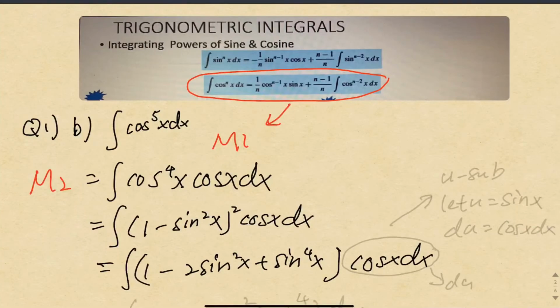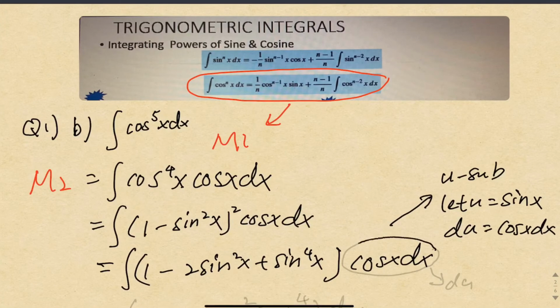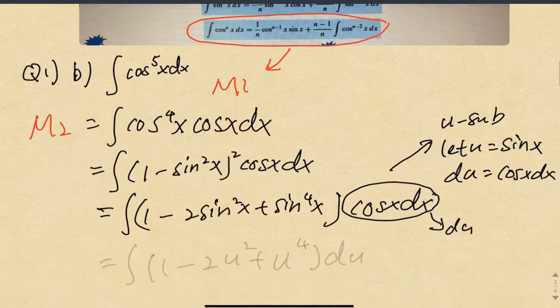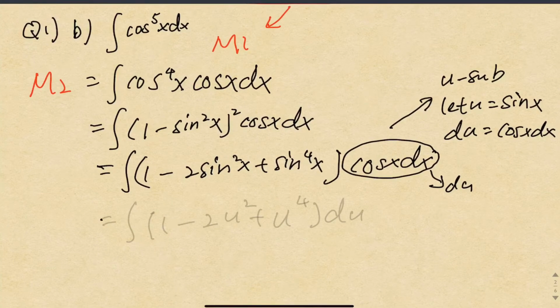So now you can make use of u substitution to solve the integral. Let u be sine x. Differentiating, you get cos x dx. So you can replace cos x dx by du, and then further simplify. Further simplified, this integral becomes 1 minus 2u squared plus u to the power of 4, du. So now you can straight away integrate this.